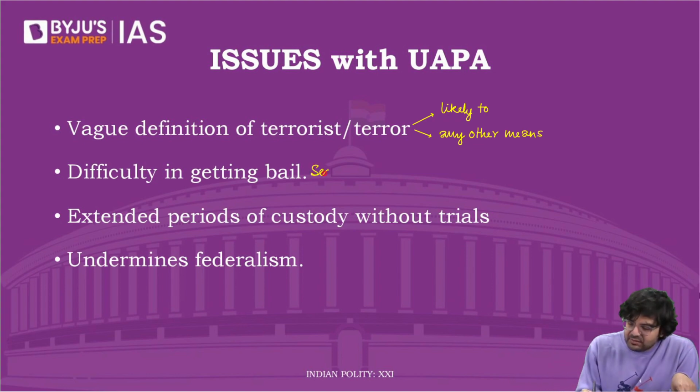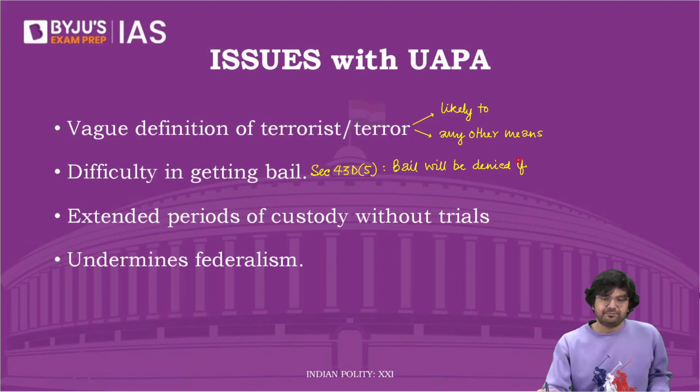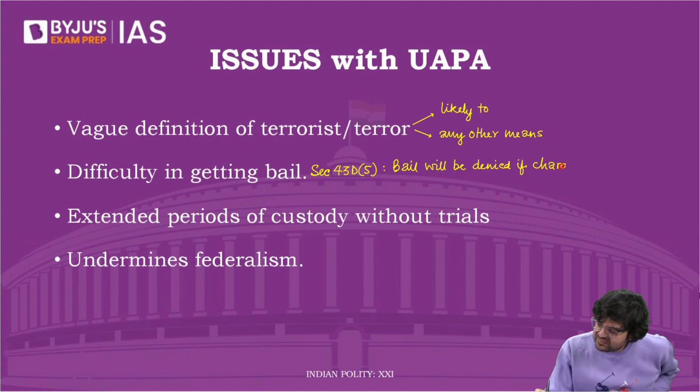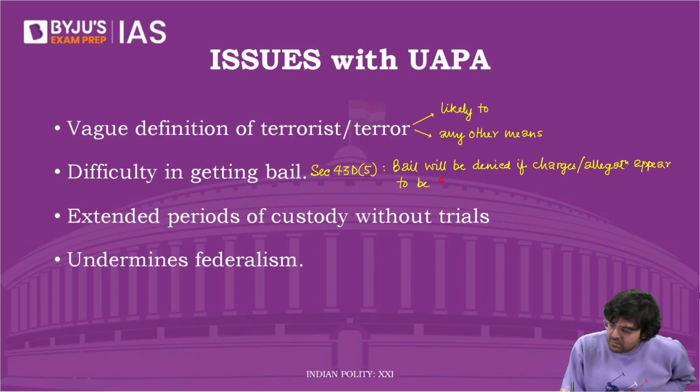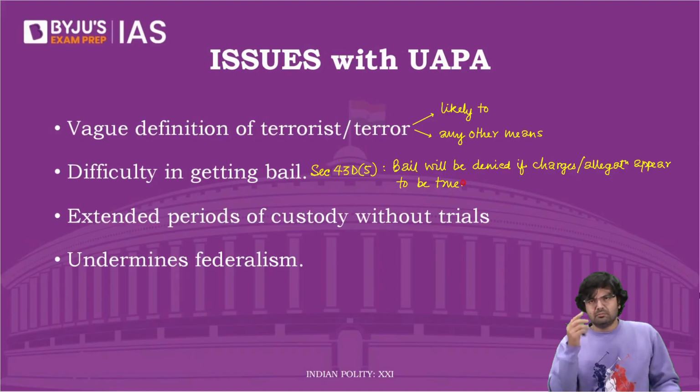I'll give you an example. There is a section 43D, subsection 5, which says that bail will be denied if, on the face of it, prima facie, charges or allegations appear to be true. They are not true. They seem like they might be true. No bail. Come on. Such is the draconian provision of UPA.